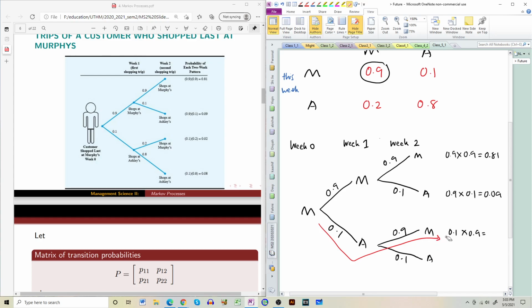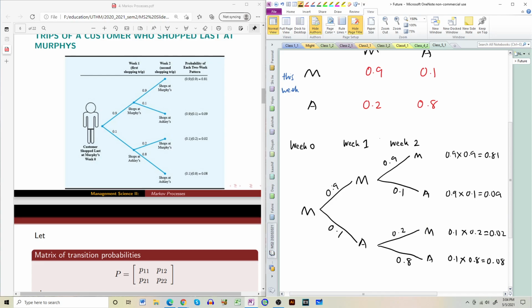Ashley's to Murphy's, sorry, I made a mistake here. This is not 0.9. Ashley's to Murphy's is 0.2. I made a mistake, sorry. And this one is 0.8. Okay. Now this is 0.02. And this is 0.1 multiplied by 0.8, 0.08. Okay. This is how we have to see the probability of a person ending up at Murphy's and Murphy's, and Ashley's and Ashley's. Okay, these are the probabilities.